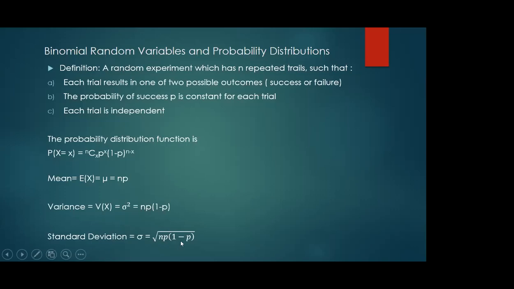I think binomial is one of the easiest to understand. It's very straightforward. Once you see anything about two options, you know that it's binomial distribution.